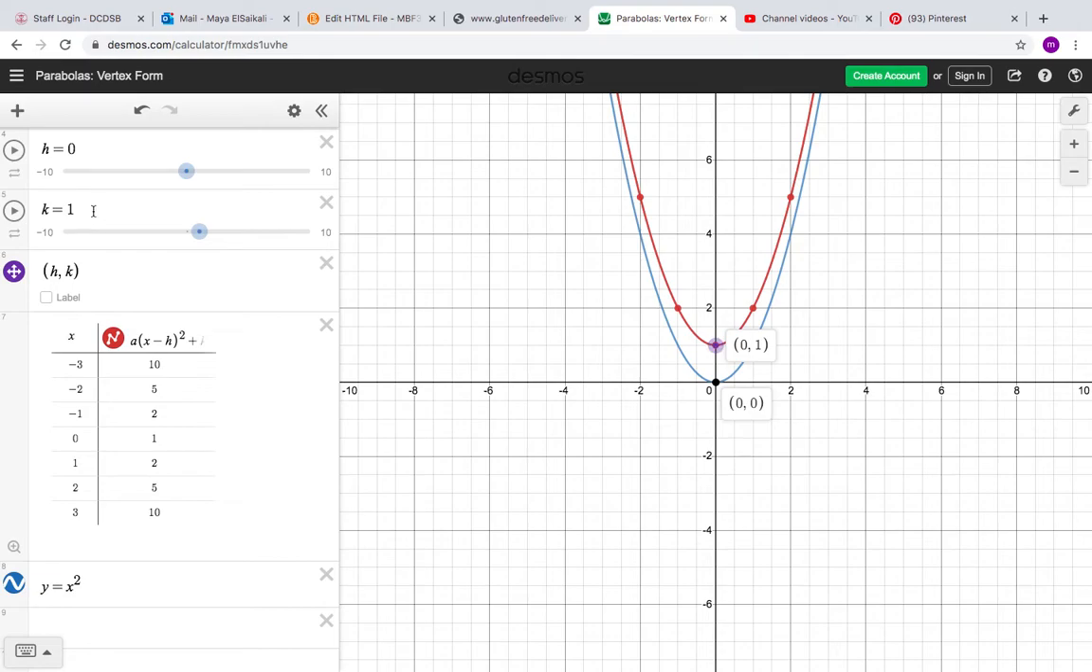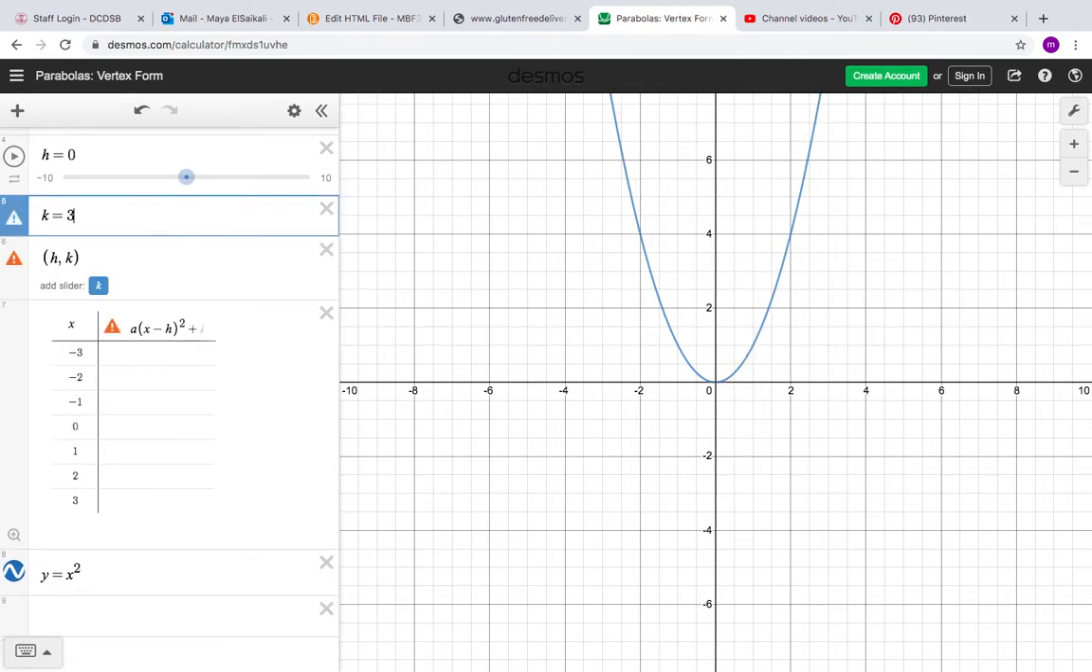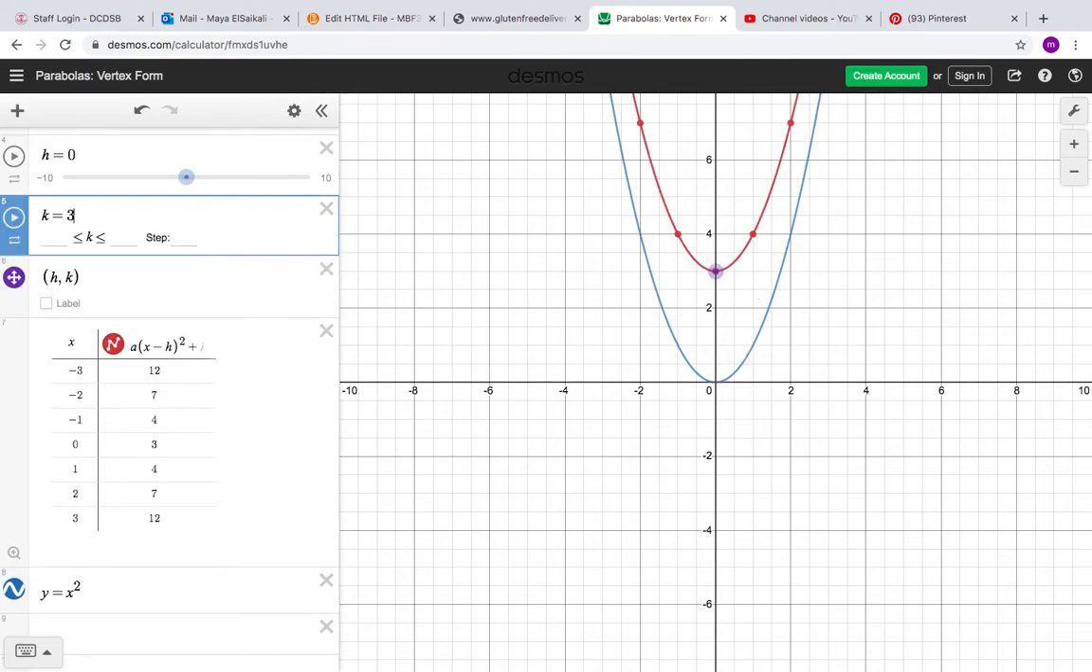So what happens if k is 3? The whole graph is going to move 3 units upward, and now my vertex is going to be (0, 3). So if I'm adding a value, so x squared plus 3, or x squared plus 2, or x squared plus 4, the graph is going to be vertically translated that many units up.